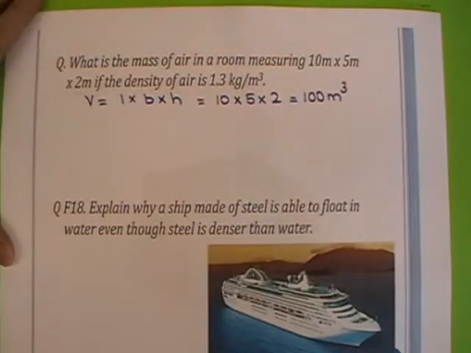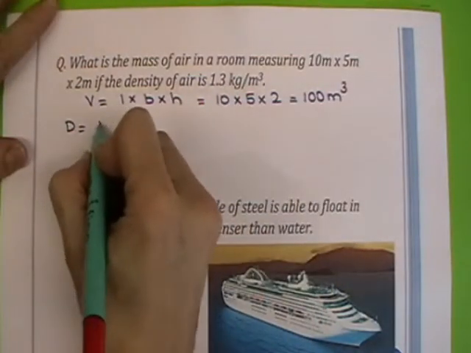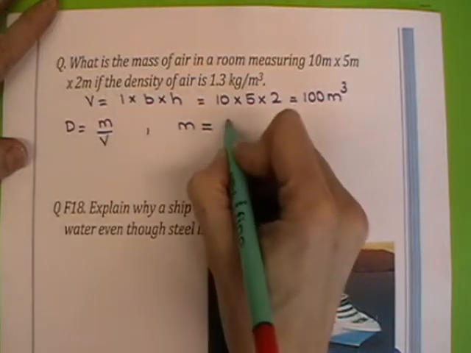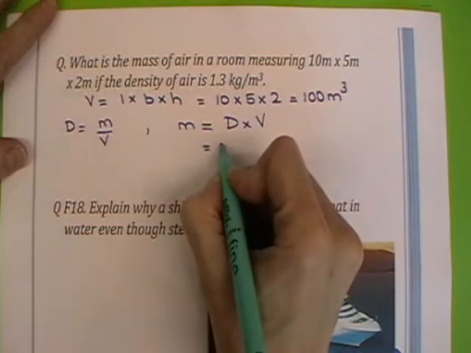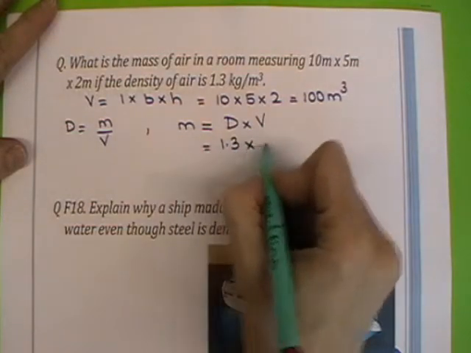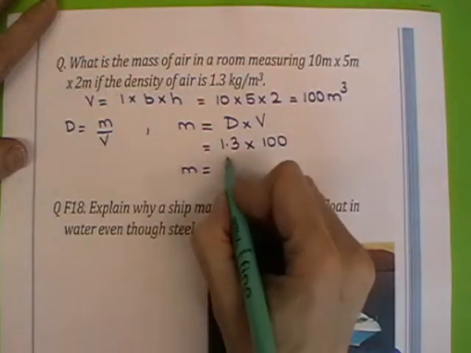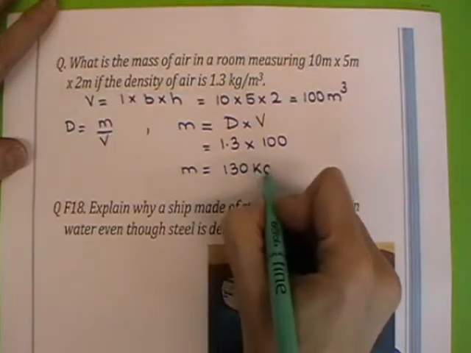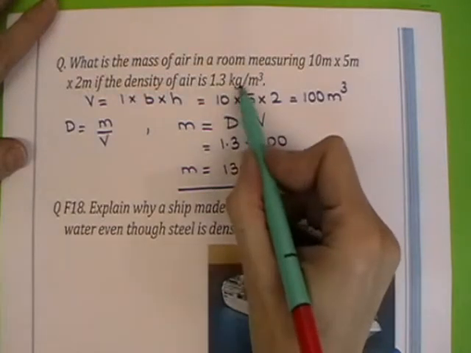Then it says the density of the air is 1.3. So again, density is mass over volume. We need mass, so we're rearranging the equation the same as the last question, and it becomes density times volume, which is 1.3 multiplied by 100, and the mass is 130. And again, it's measured in kilograms, and we know that because we were given the density in kilograms per metre cubed.